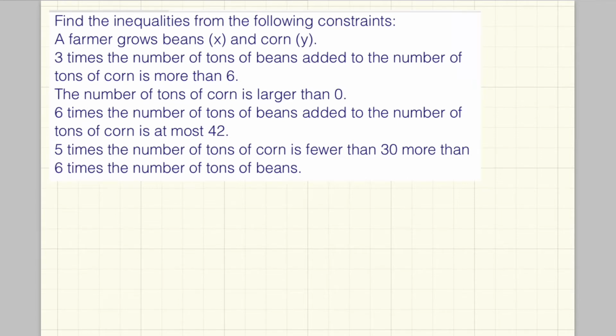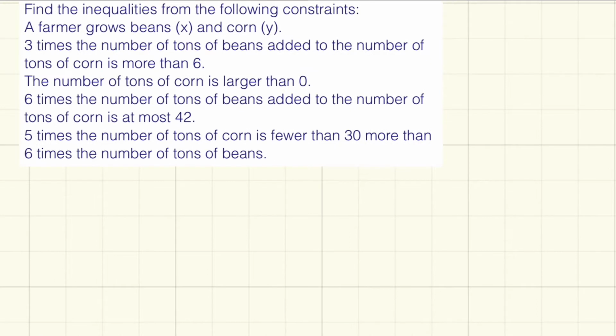3 times the number of tons of beans added to the number of tons of corn. Beans is X, so 3X. Added to the number of tons of corn, that's Y, is more than 6. We get 3X plus Y is greater than 6.